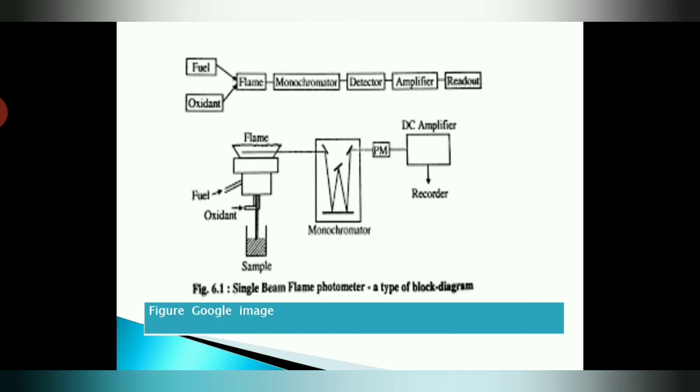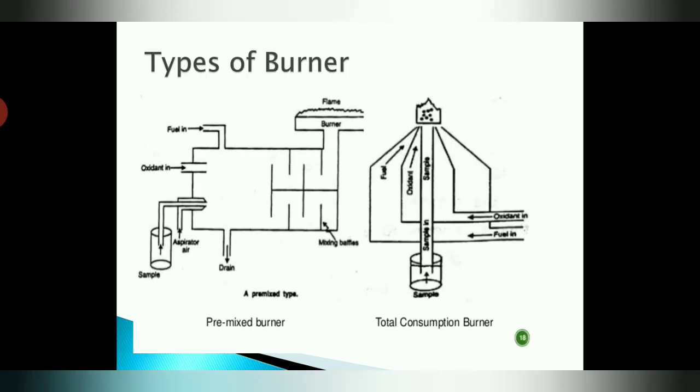Generally two types of Meker burner we are using. First one is the total consumption burner and second one is the premix burner, or it may be called the laminar flow burner. So in this particular flame emission spectroscopy we are using the Meker burner. How many Meker burners are there? Two. First is the premix burner and second one is the total consumption burner. Their uses and the advantages of the premix burner and the total consumption burner we have already covered in atomic absorption spectroscopy, so it is not necessary to repeat this topic again.